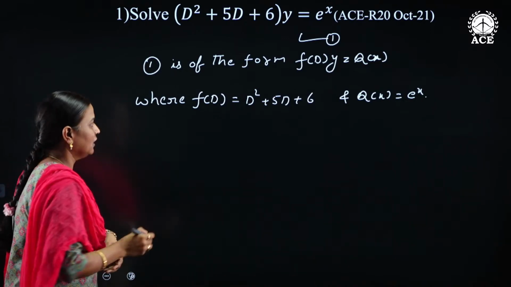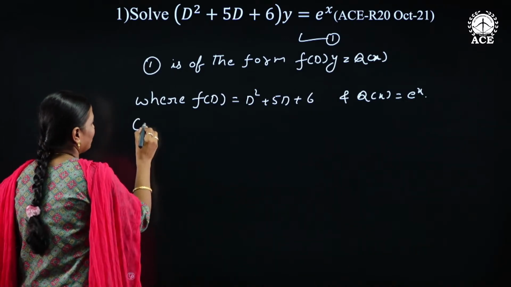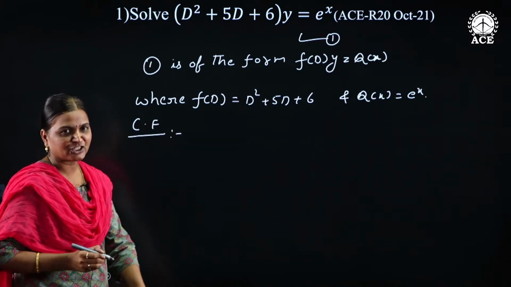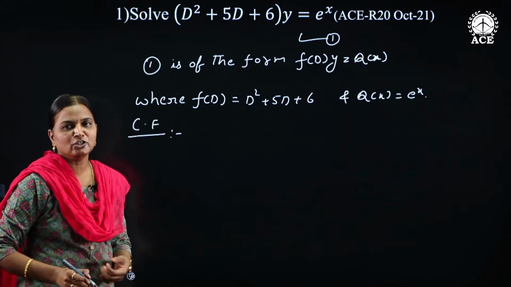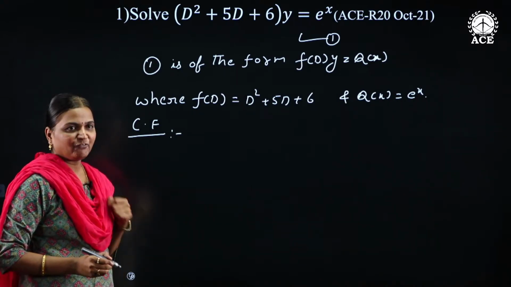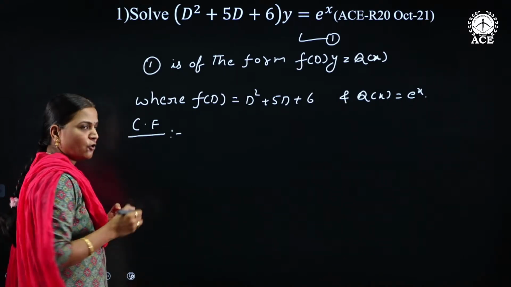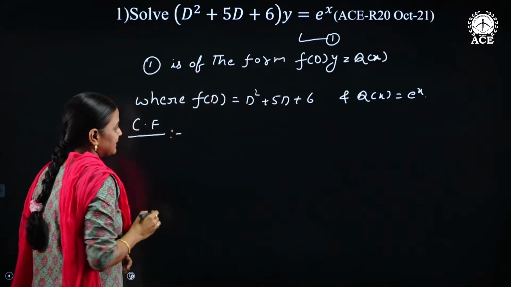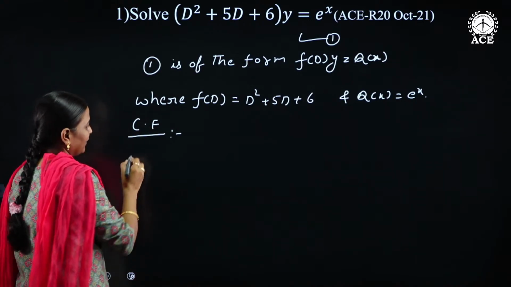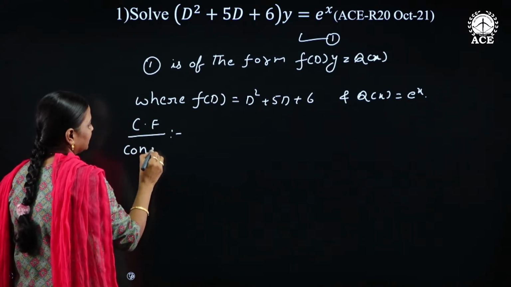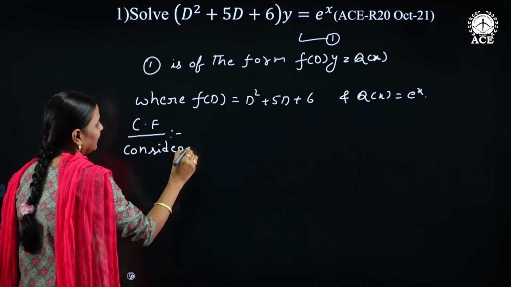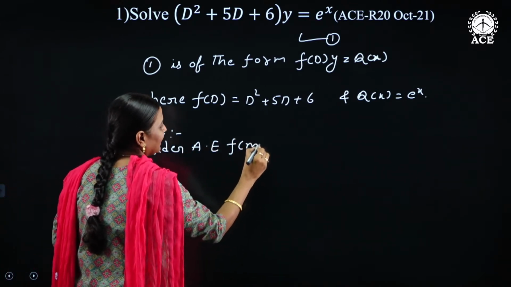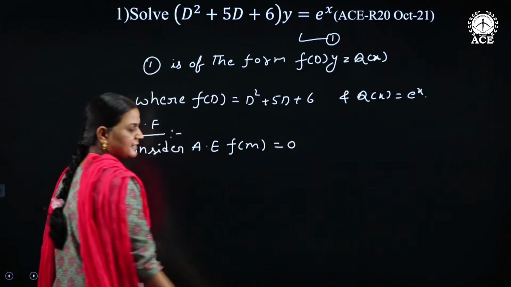First, we find the complementary function. How do we find the complementary function? The complementary function is nothing but the general solution of the homogeneous differential equation, that is, by putting Q(x) equal to 0. To write the complementary function, consider the auxiliary equation. What is the auxiliary equation? The auxiliary equation is F(m) = 0.